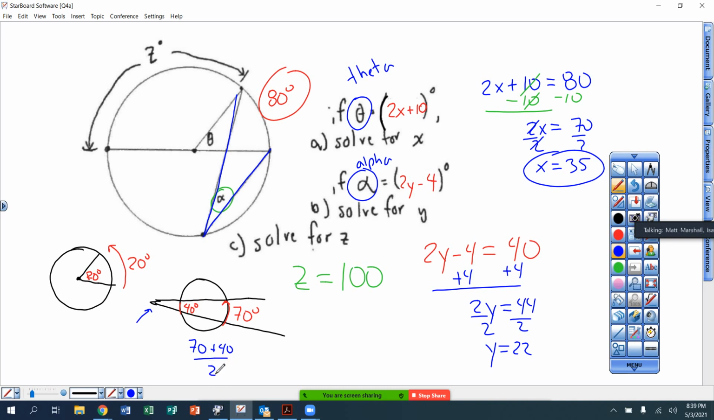Wait, sorry. No, I'm sorry. You don't add them. You subtract them. You take that outer angle, that 70 minus 40, and then you divide that by 2. So that would give you 30 over 2, which gives you 15.